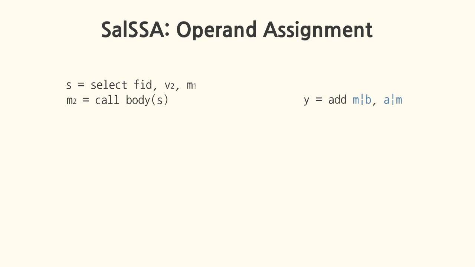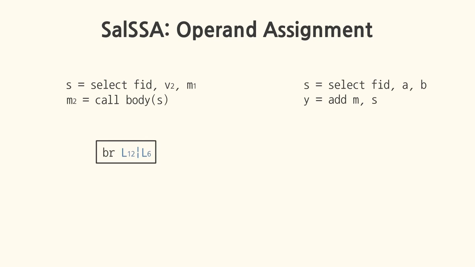Similar to the previous technique, we also optimize commutative operations in order to minimize the number of selections needed. For example, in this addition, instead of simply selecting both operands, to reduce code size, we can first reorder the operands, maximizing the number of matching operands. Finally, we'll need a single select instruction.